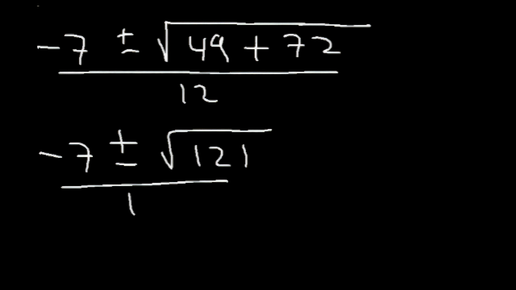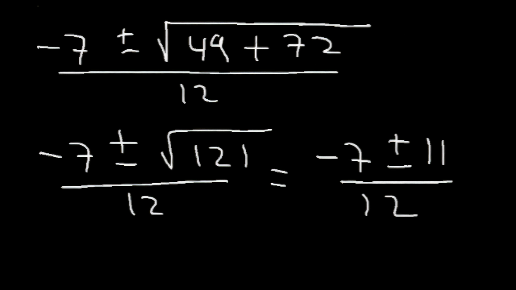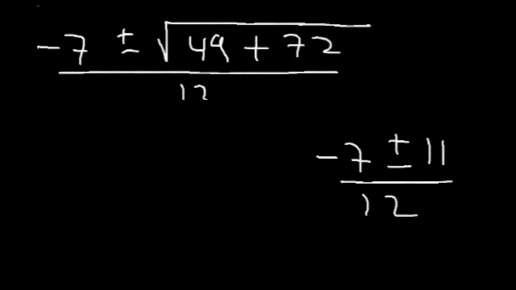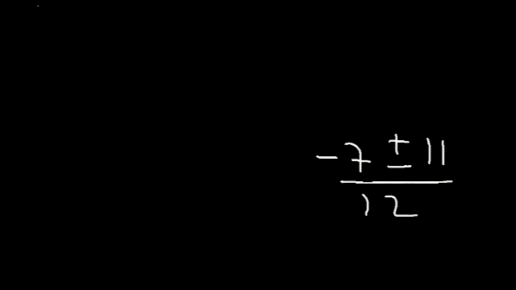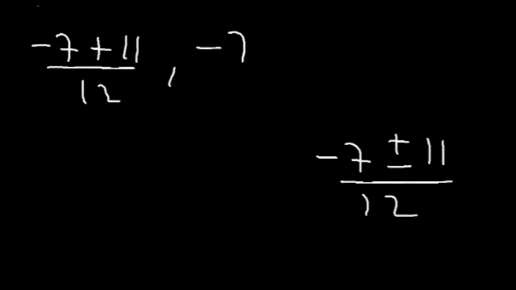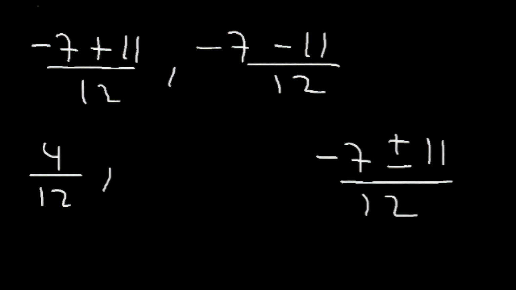The square root of 121 is 11. So it's negative 7 plus or minus 11 divided by 12. So we can separate it into two fractions, negative 7 plus 11 over 12 and negative 7 minus 11 over 12. Negative 7 plus 11, that's 4. Negative 7 minus 11 is negative 18.